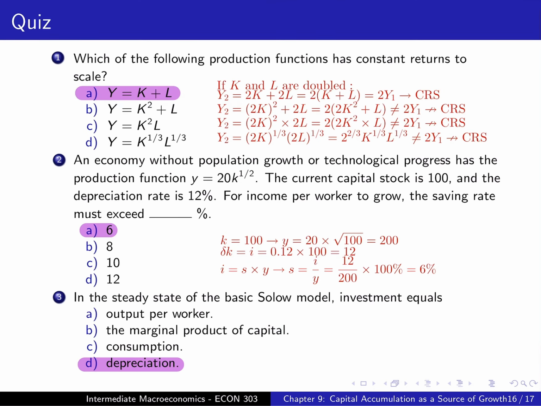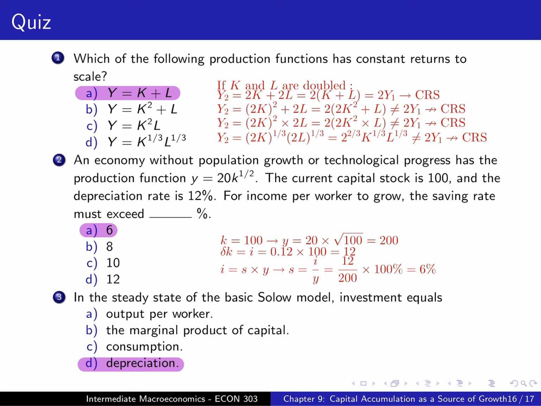Let's go through the quiz questions together. Question number 1. Which of the following production functions has constant returns to scale? I'd like you to try the calculation steps I put here and you'll arrive at the result. A. Y equals K plus L. If we double both K and L, output doubles. This exhibits constant returns to scale.